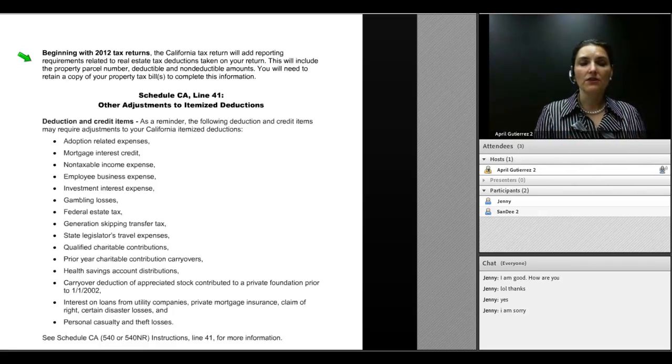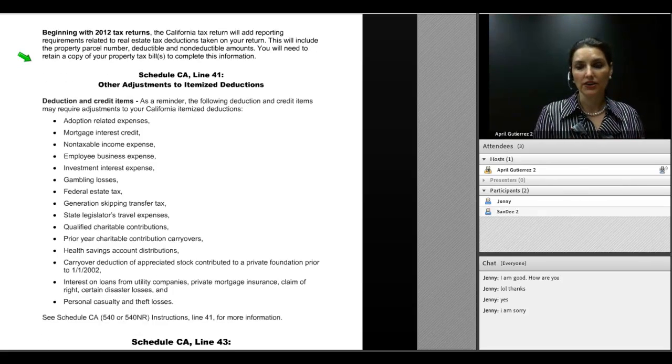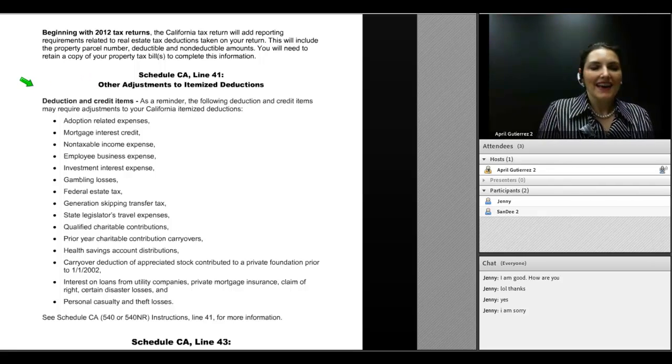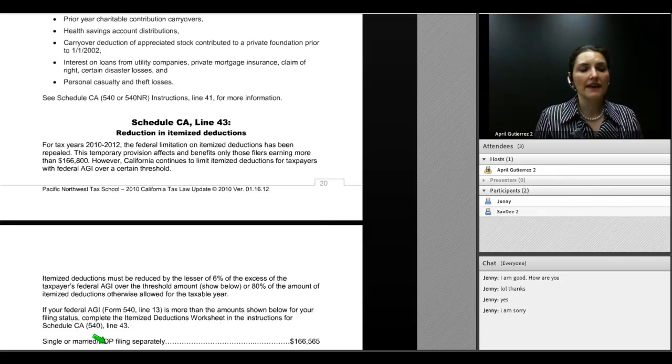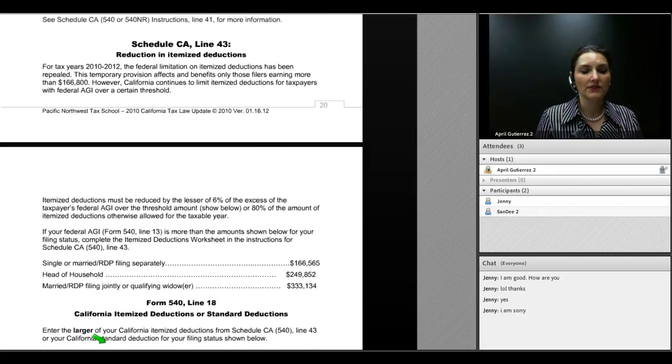So for California, not only are you going to have to see those specific dates and proof of payment, but you're also going to have to be concerned with seeing the bill itself to make sure that any deduction claimed for property taxes is not greater than the allowable deduction for property taxes. And of course, looking at Schedule CA line 41, other adjustments to itemized deductions. I'm not going to read these to you. However, California has a number of adjustment items that may cause your itemized deductions to go up or down for the California return. And this is a list of those items that could cause differences.